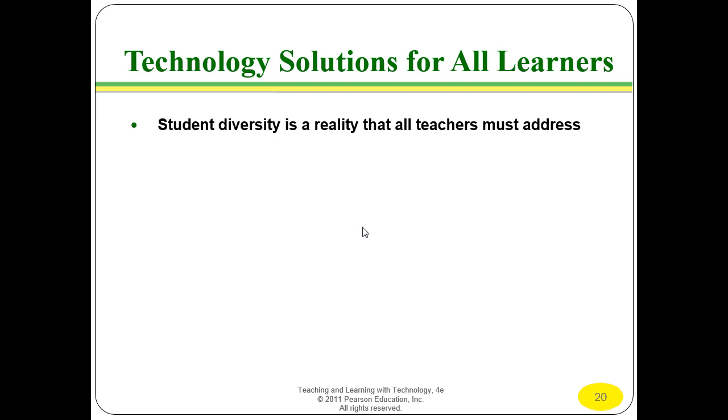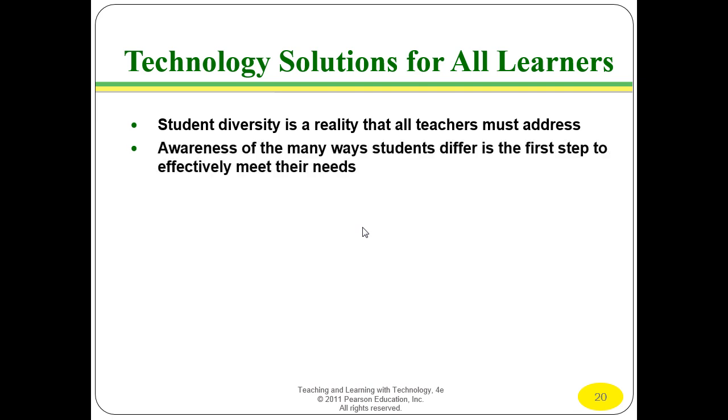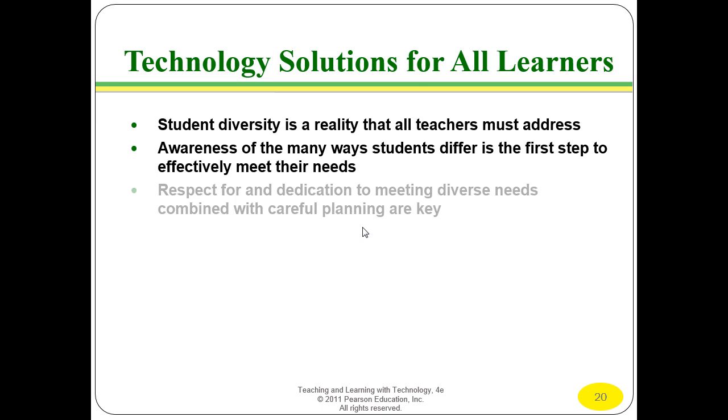Now, one thing, student diversity is a reality that we all have to address. And that awareness of the many ways students differ is the first step to effectively meeting their needs. We know that they're all different. We know they all come to us with varying needs. And so it's just a matter of knowing them and seeing what we can do about them. Respect for and dedication to meeting diverse needs combined with careful planning are key. We've got to plan. And also we need to show respect for these students, regardless of their exceptionality, and meet those needs as best we can.